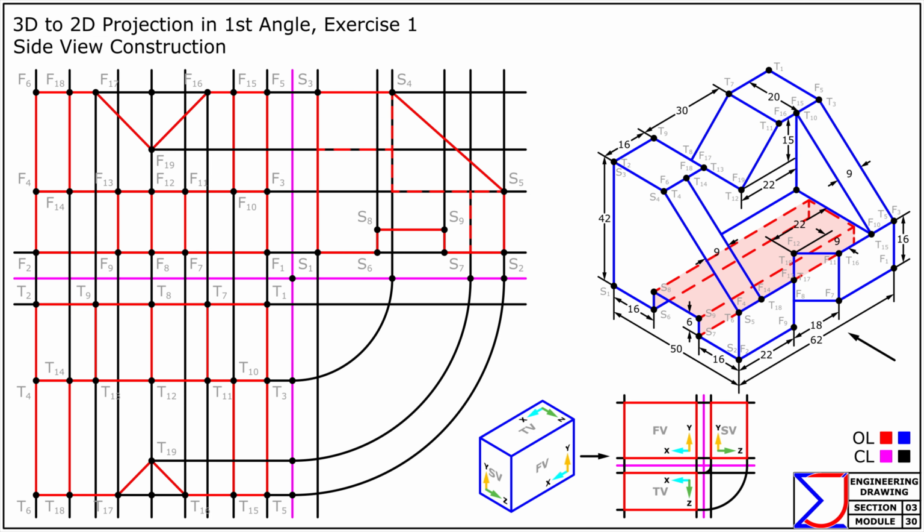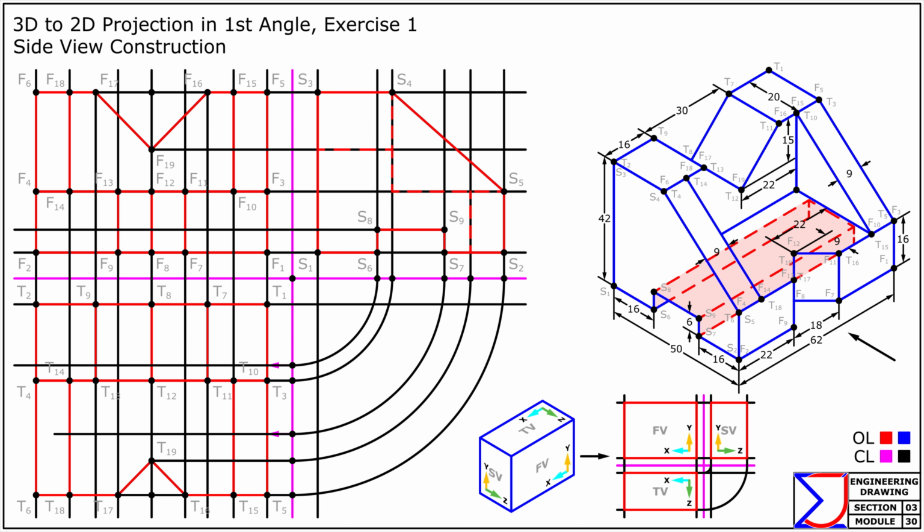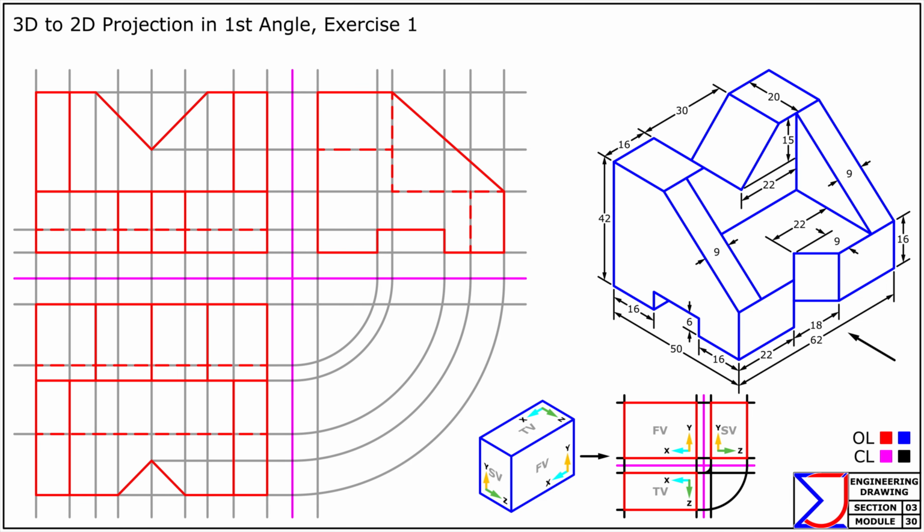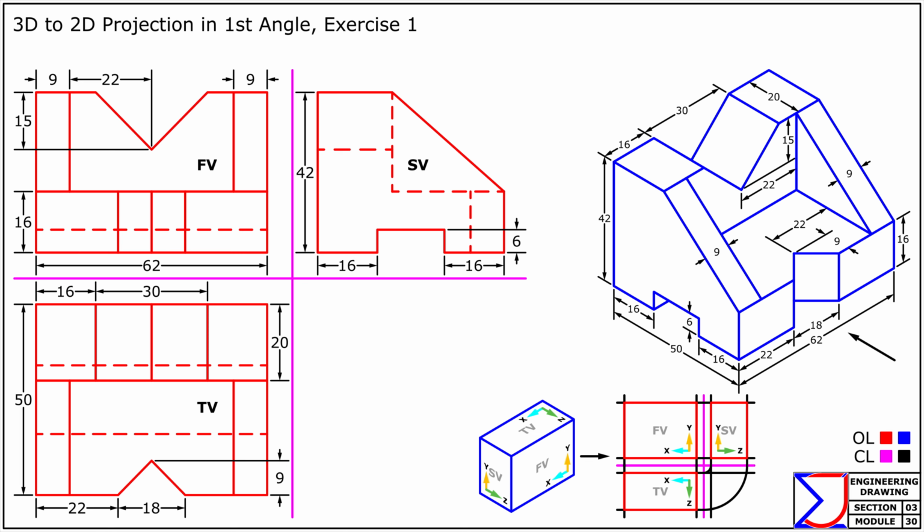The slotted portion should be represented as a hidden feature in both the front and top views. Project lines from the side view to the front and top views, and mark them as hidden. The hidden lines should be drawn using dashed lines. This completes the orthographic projections of the given isometric shape. You now have a front view, top view, and side view, each accurately representing the isometric model.